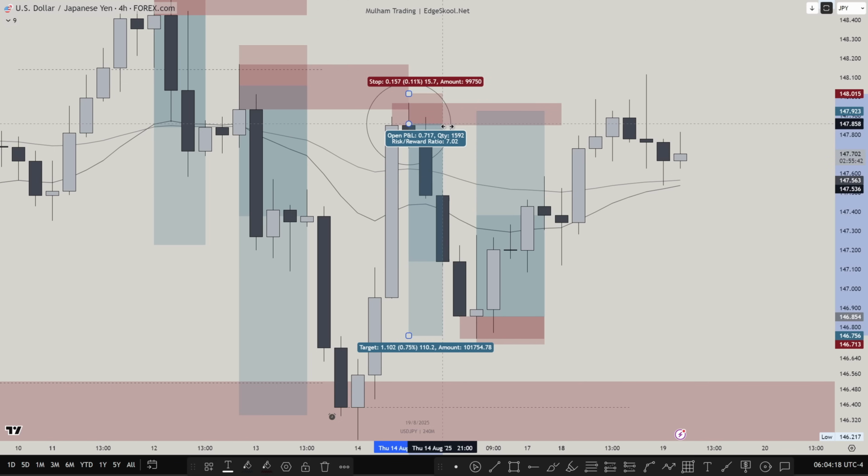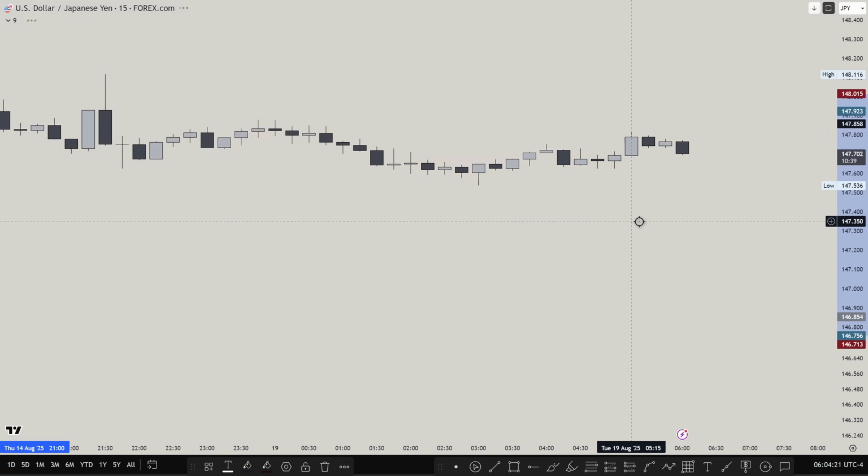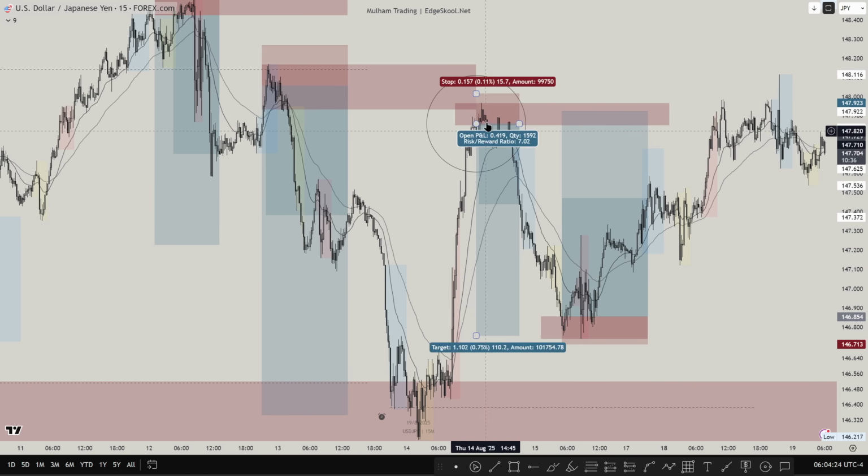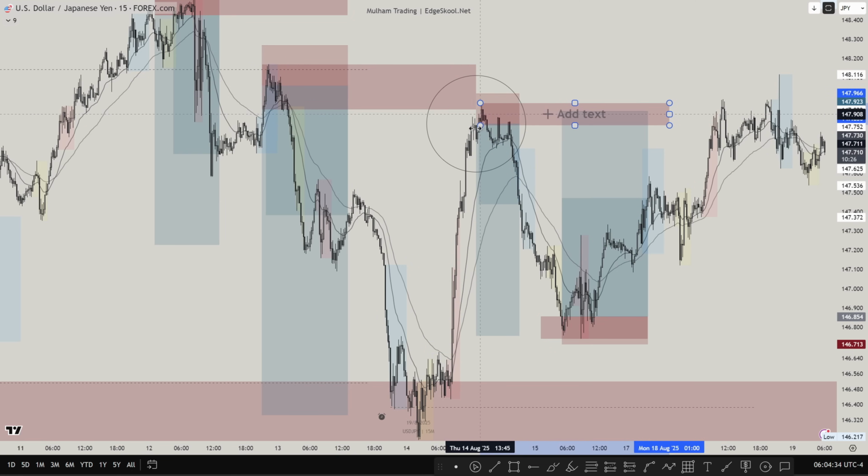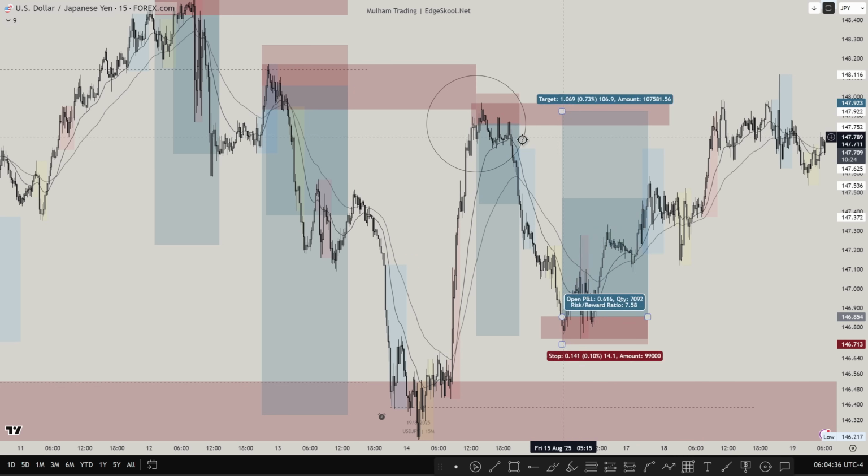As an example, this one here, going to 15 minutes. How do I know this is the right time? Because I could go short maybe here, maybe just before. How did we focus on this one? Because this one is a part of a 4 hour level. We enter based on this. We enter based on this.